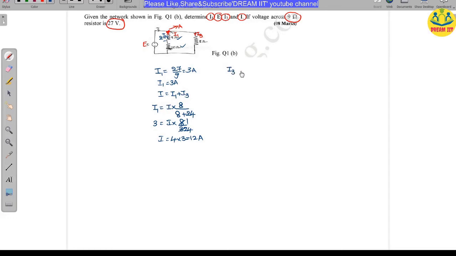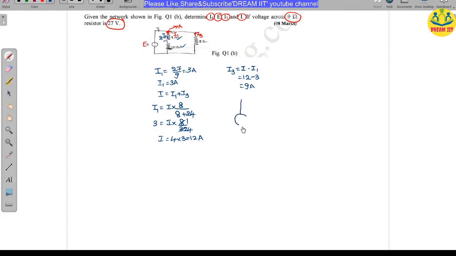So I3 you can find as total current minus I1. The total current is 12 and I1 is 3 amperes, so the remaining 9 amperes of current is flowing in I3. So now you know the I1 value, I3 value, and the I value also. Finally, how to find what is E?